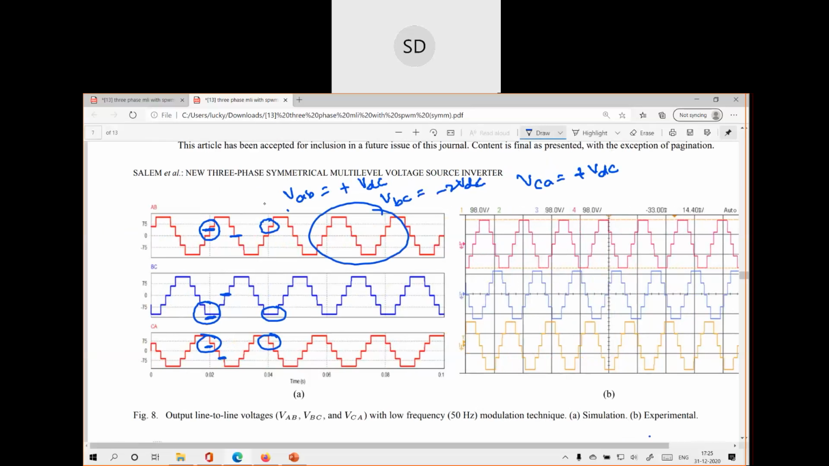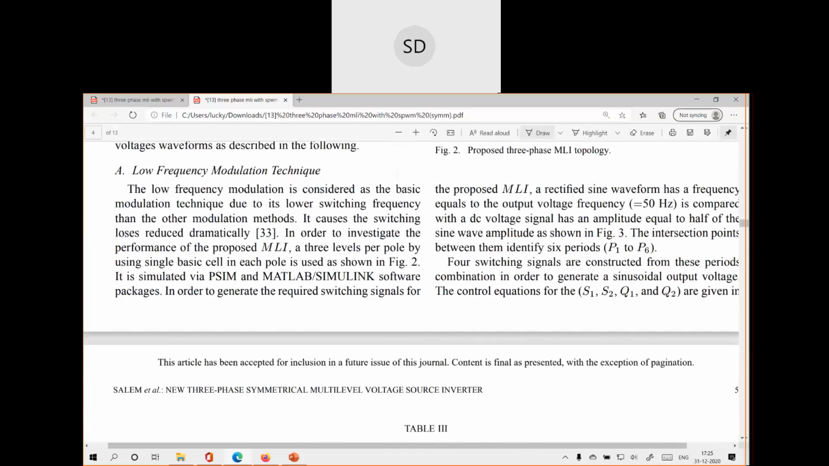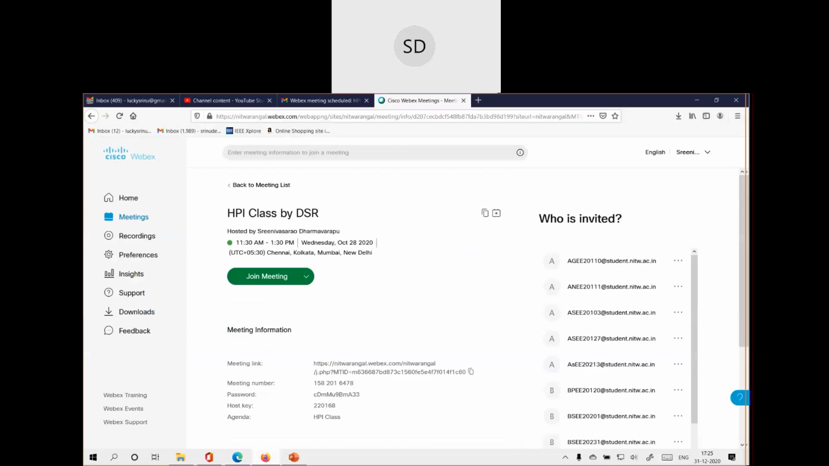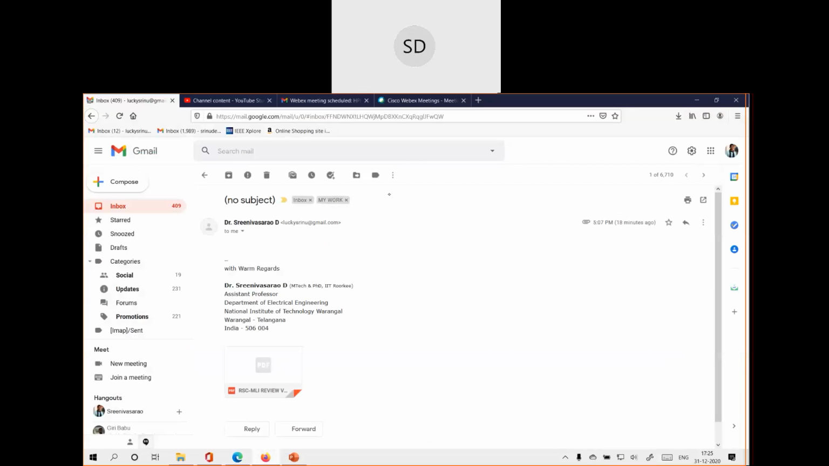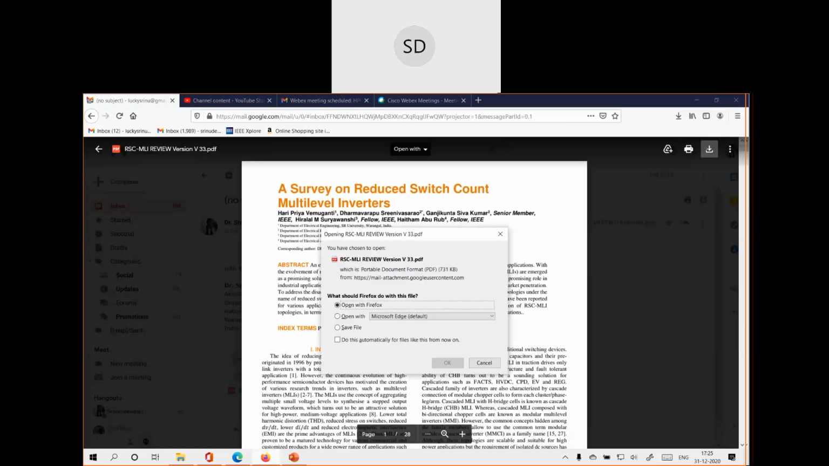You remember that 180-degree mode of operation, right? There we divided into 60-degree intervals. Now we divided into 30-degree intervals. Based on that, we have VAB, VBC, and VCA values for every 30 degrees. According to that, the switching states are defined. If you want, you can cross-verify this by operating some appropriate switches, and you can get the desired voltages. Clear? So this is about the 3-phase topologies.